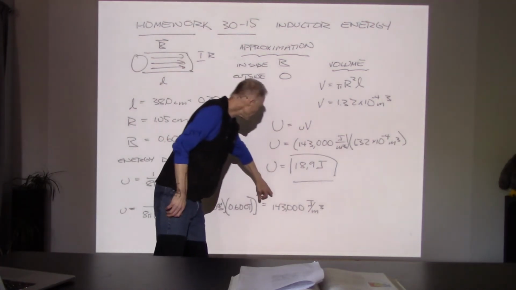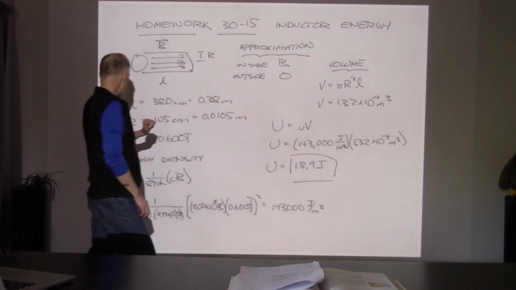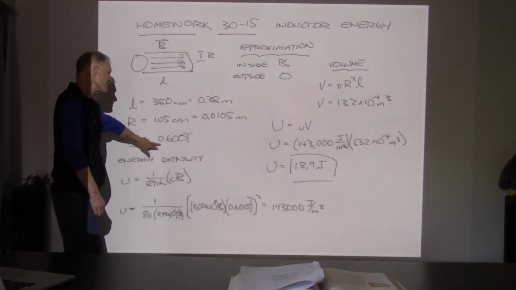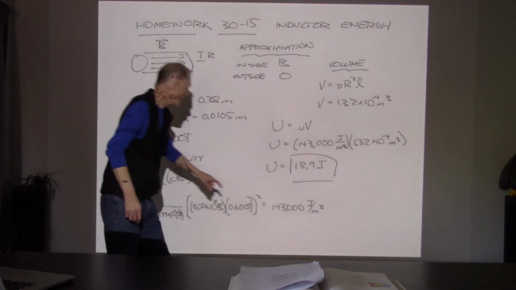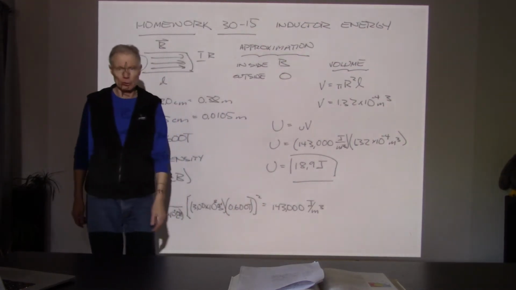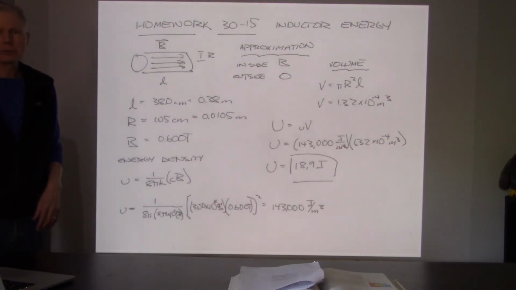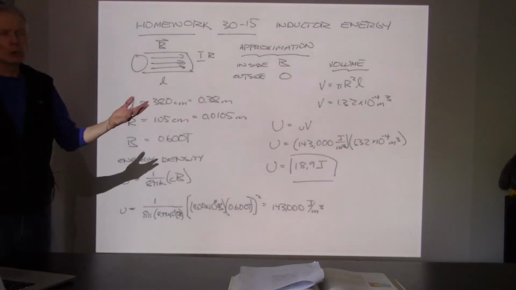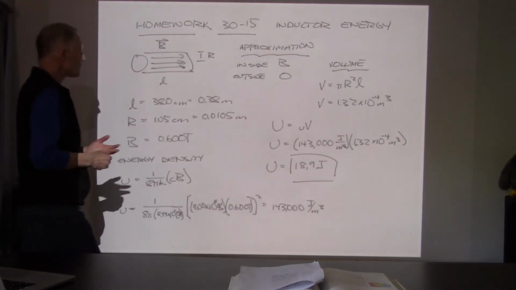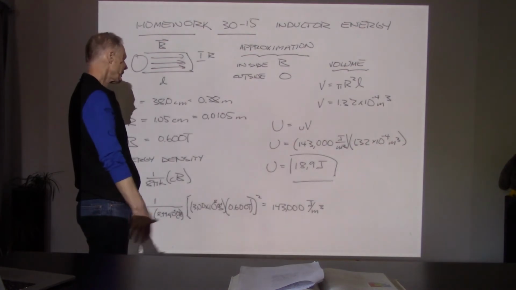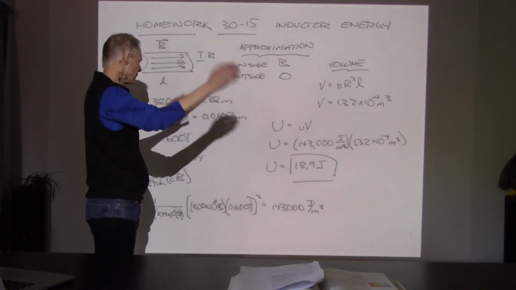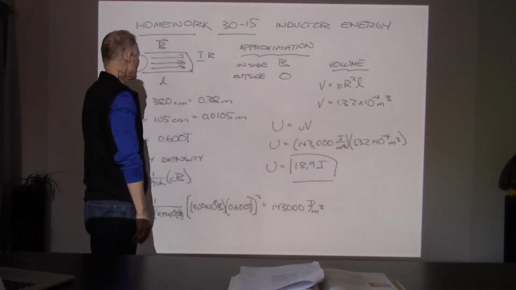Anyway, it turned out that for the magnetic value, what was the magnetic field? 0.6 Tesla, that's a pretty good sized field. 143,000 joules stored in every cubic meter. Now, the inductor is not a cubic meter in size, but that's a pretty good, well, I guess a meter would be big. Maybe it's, I don't know, 143,000 joules per cubic meter.